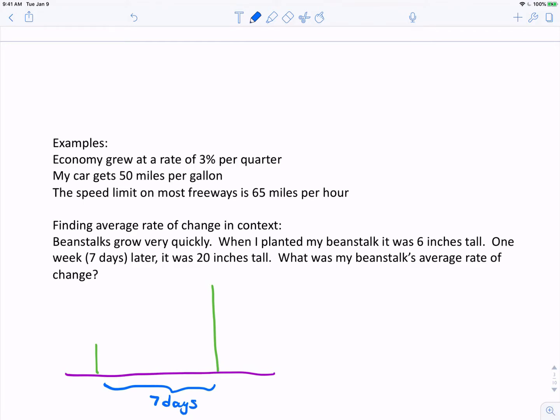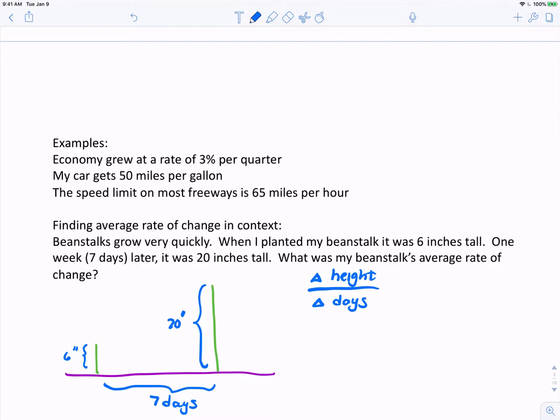And initially, the beanstalk was 6 inches tall. And in the end, 1 week later, it was 20 inches tall. And so we wanted to find the average rate of change. It's the change in the y variable, the change in the height, divided by the change in x, and the x variable is days.